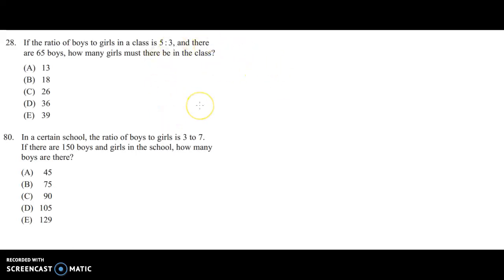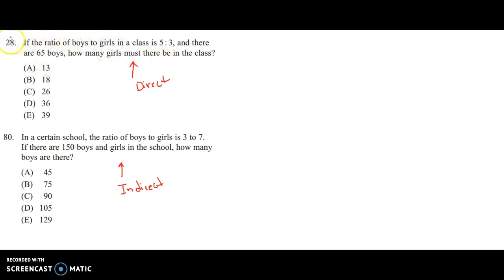Hello again. We're going to continue on with our exploration of SAT ratio questions. And these two questions here, 28 and 80, are exemplary in the sense that they show the two basic types of questions that you're going to get on the SAT. I can call those a direct ratio question, and this one is an indirect ratio. Okay? So if you master these two formats, there's really nothing on the SAT that's going to throw you when it comes to ratio problems.